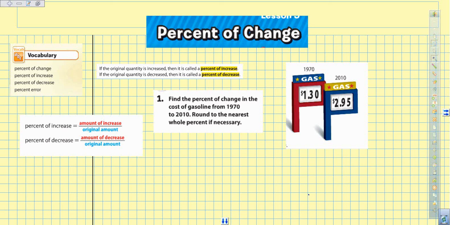Okay, here we go. This lesson is on an example of a percent of change. This problem is found on page 144.